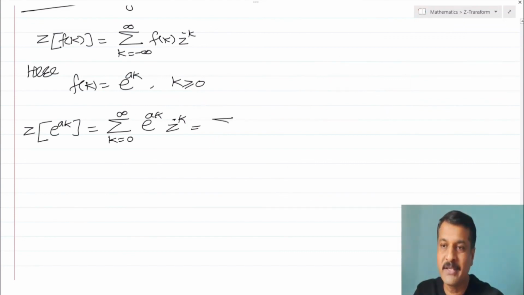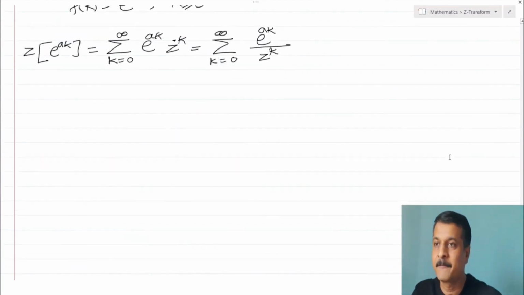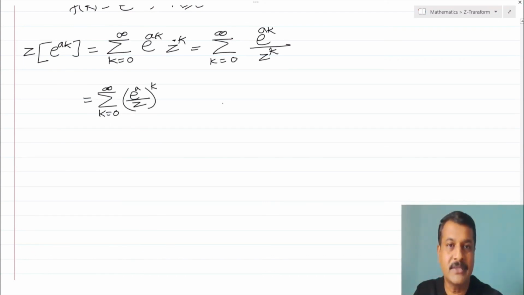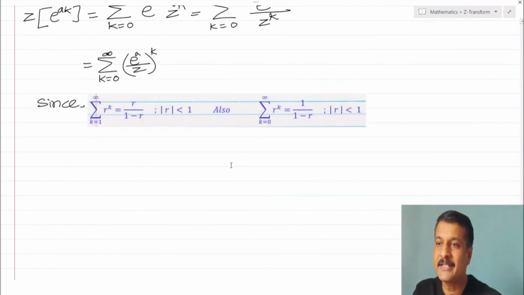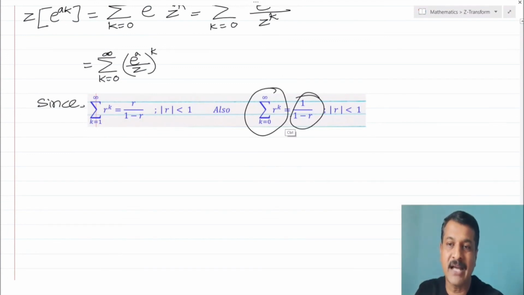How? So summation k varies from 0 to infinity, I can write it as e raised to ak upon z raised to k. Now the same thing I can write as summation k varies from 0 to infinity, e raised to a upon z whole raised to k. Again by using the formula. So which formula? Since this one, r raised to k, k varies from 0 to infinity, it is 1 upon 1 minus r, where mod of r is less than 1.